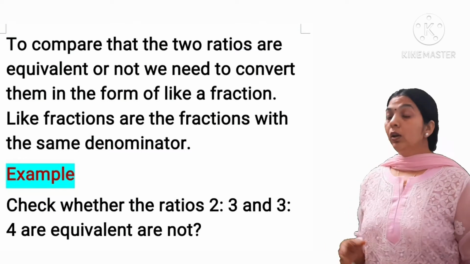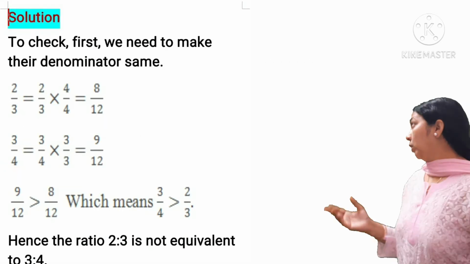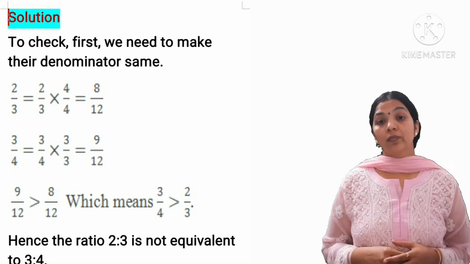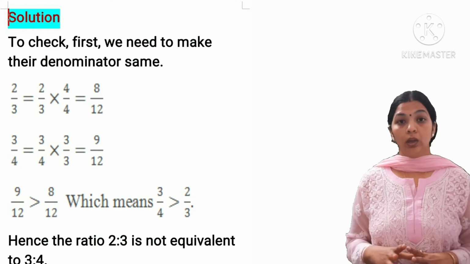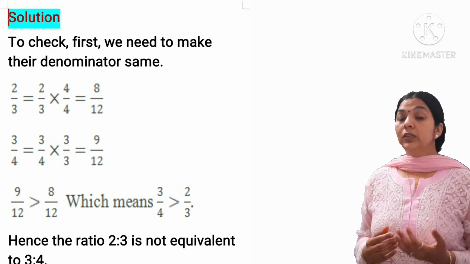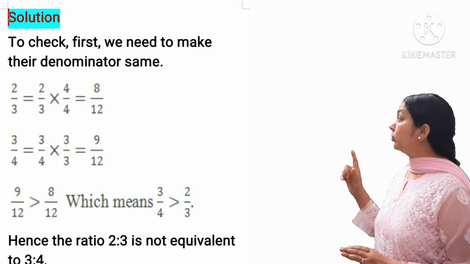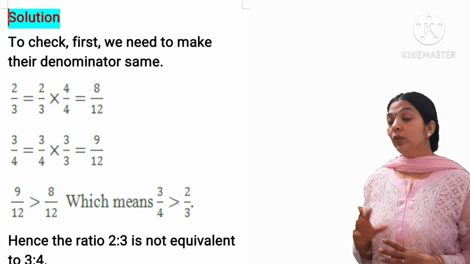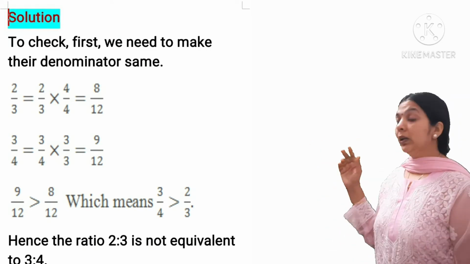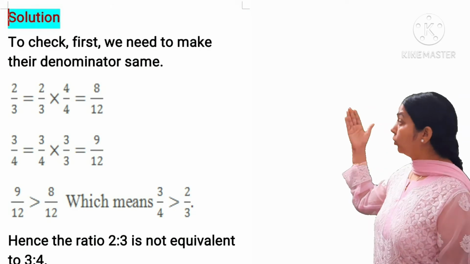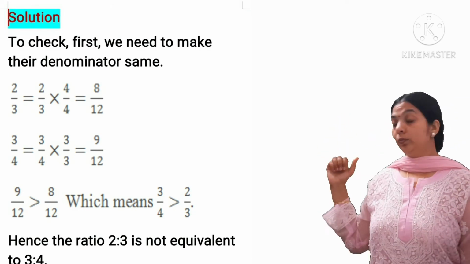What do we have to do? We have to compare both the ratios, or both the fractions, you can say. To check, first we need to make their denominators the same. So what will we do? We will take the LCM of both the denominators, that is 3 and 4. So 12 is the LCM of 3 and 4. So we will multiply to convert 3 to 12. What will we do? We can multiply by 4. So we will multiply both the denominator and the numerator by 4.